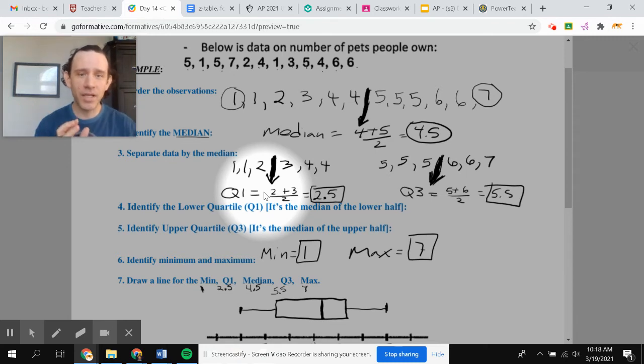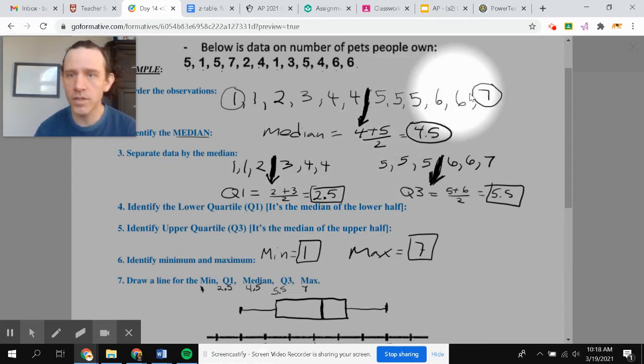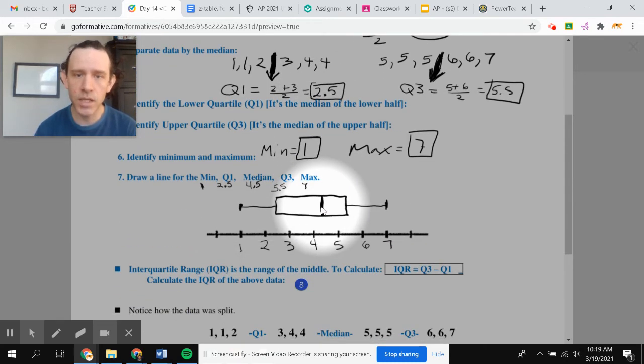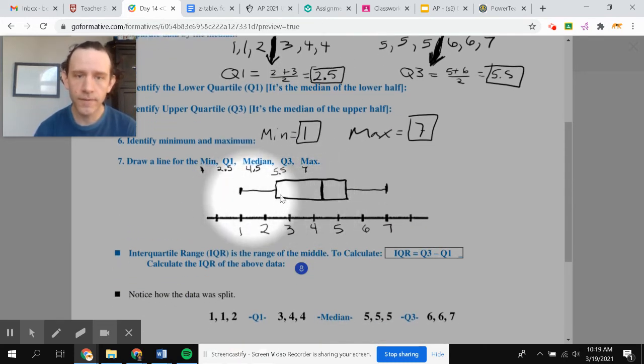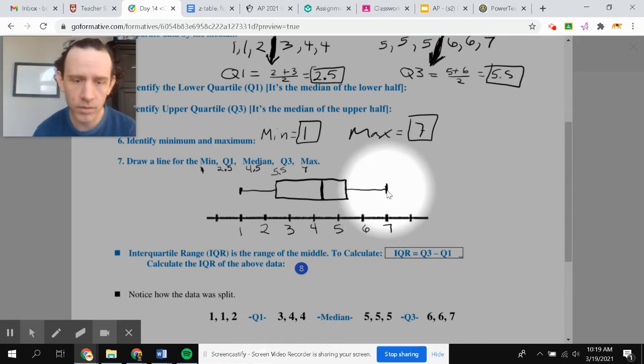Q1 is the middle of the bottom half. So we take all these numbers at the bottom half, find the median of that, it's 2.5. Take all the numbers of the top half, find the median of that, that's 5.5. So our Q3 is 5.5, our Q1 is 2.5. And that's how the box plot is made. So the min is 1, Q1 is 2.5, so that part's the box, the middle, the median, 4.5. And then the Q3 is 5.5, and there it is. That max, the largest number in our list of data was 7.